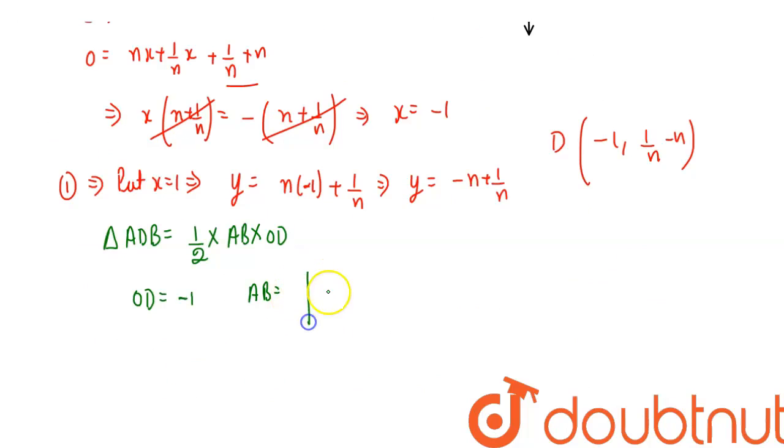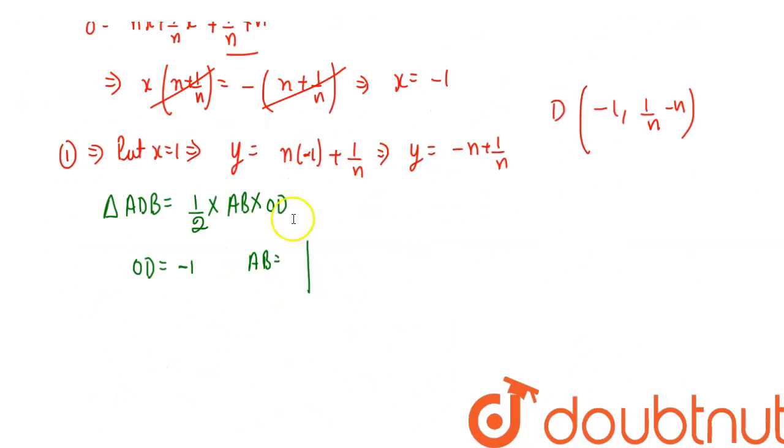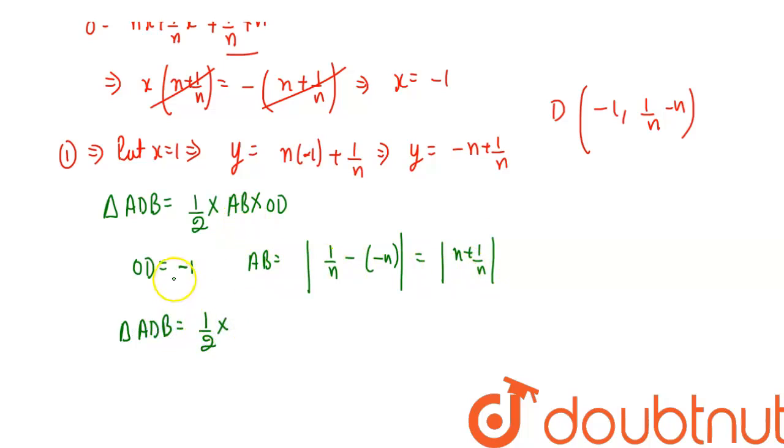So the AB distance would be 1 by n minus of minus n. If we solve this, then we get the AB distance as n plus 1 by n under this modulus. So this is the AB distance. From this we get the area of the triangle ADB as half into AB, where AB is this, and the height is OD, that is minus 1. If we solve this, then we get n square plus 1 upon n.